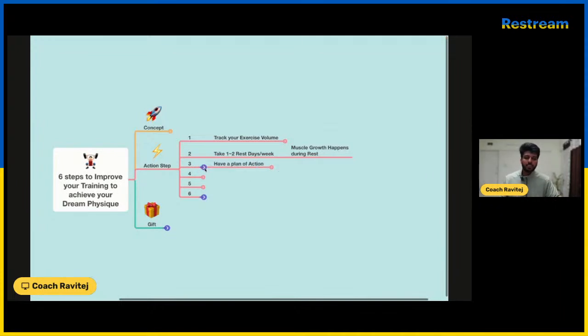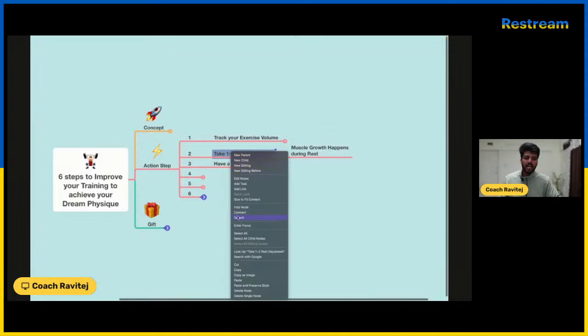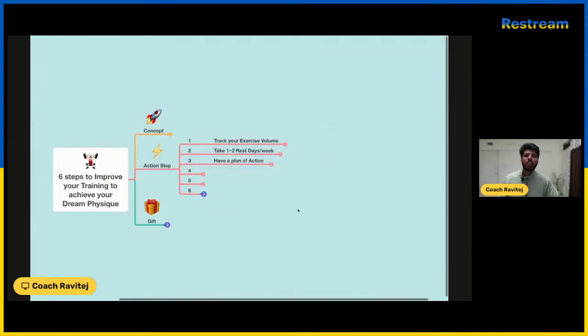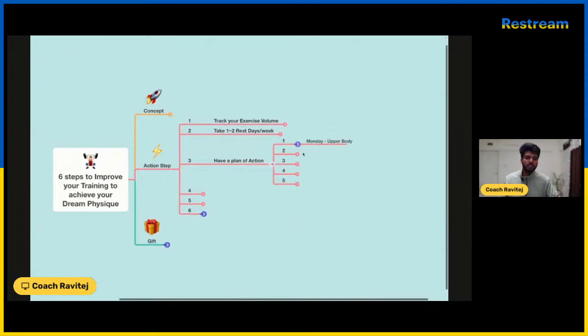Step number 3 is have a plan of action. When you step into your workout, you know exactly what exercises you'll do, what reps and what sets you'll do. You have a game plan, an action plan. So I'll give you a template for how you can design your everyday workouts at a macro level. Let's begin with day 1, that is Monday. You start with your upper body training.